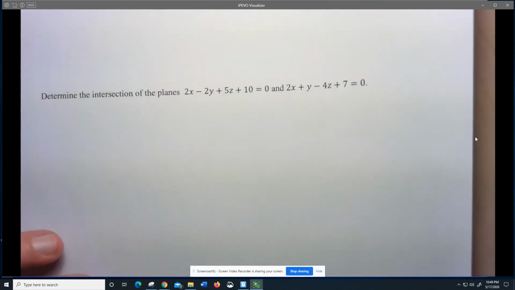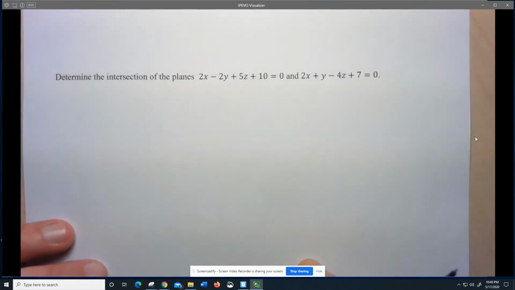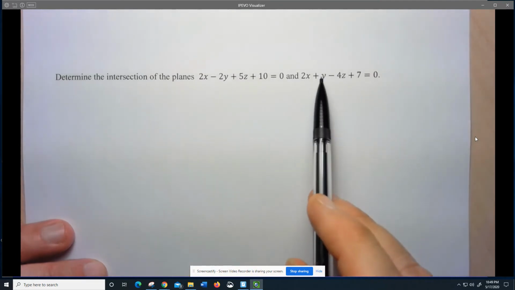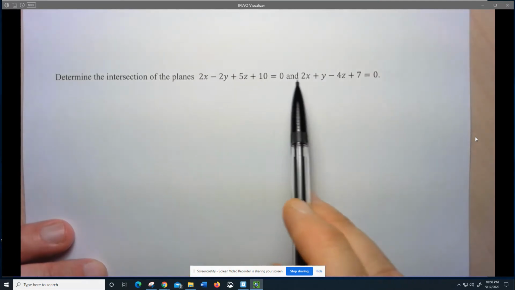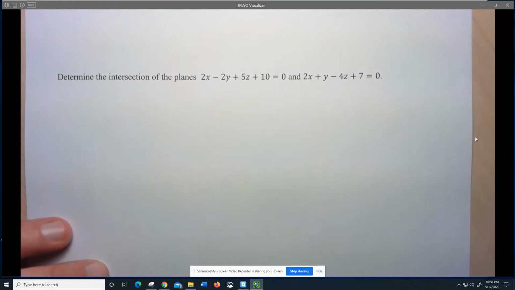So anytime you're starting a question that involves the intersection of two planes, the first thing you want to look at are the normal vectors. If we take a look at this first example, I look at my normal vectors, 2, negative 2, 5, and 2, 1, negative 4. Clearly, these two normal vectors are not parallel to each other. That means the planes are not parallel to each other.